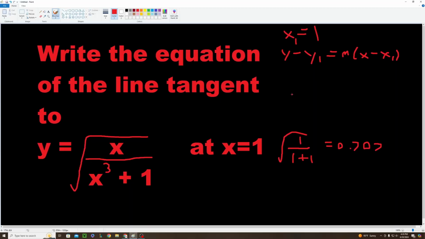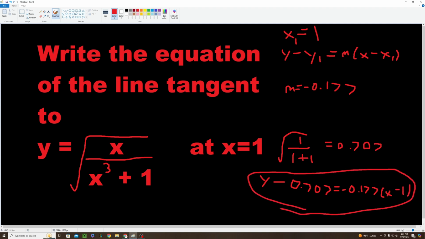So let's write that down. And then we have the line tangent to the function. Let's write it down. y minus 0.707 equals negative 0.177 times x minus 1. And that's the line tangent, or the tangent line.